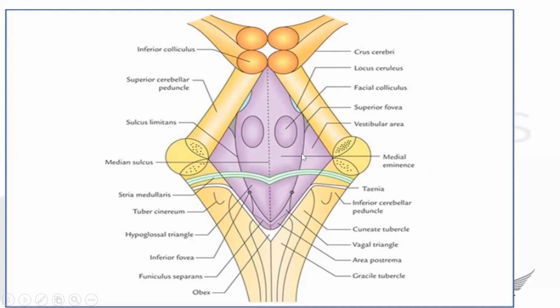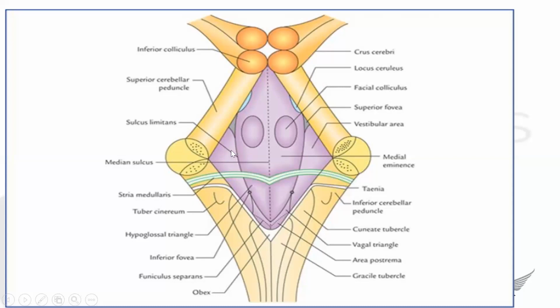The medial eminence is limited laterally by this one, sulcus limitans. This is the vestibular area. This is the superior fovea. Above the superior fovea, you have the locus coeruleus. Locus coeruleus is bluish gray in color due to melanin pigment of substantia ferruginea.